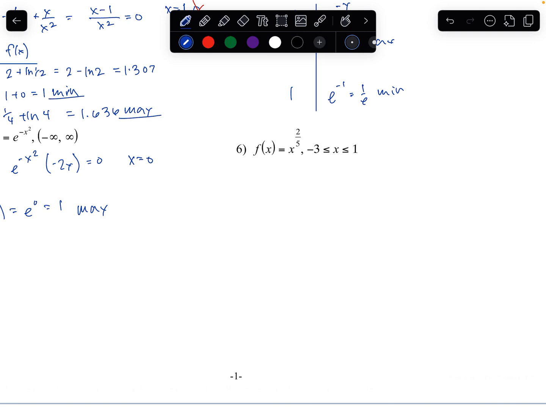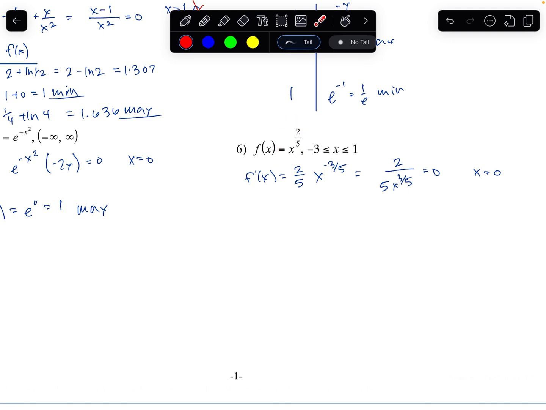Alright, so here, f prime of x is going to be equal to 2 over 5 x to the negative 3/5, which is equal to 2 over 5 x to the 3/5 power. Okay, and then if I set this equal to 0, well, it's never going to be equal to 0 because it's only going to be equal to 0 if the numerator is equal to 0, and 2 never equals 0, but this will be undefined at x equals 0. So x equals 0 is a critical point.